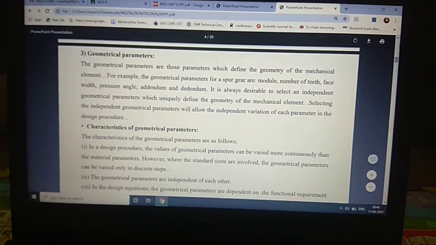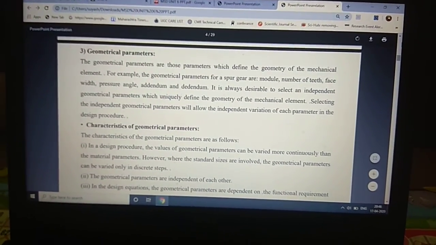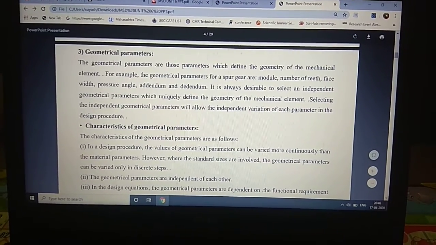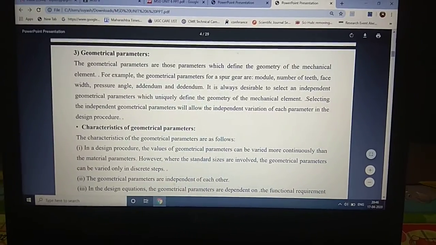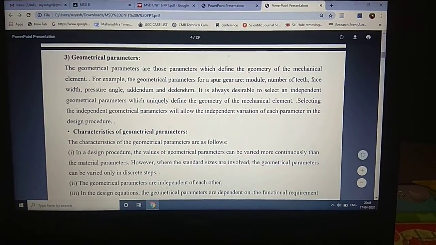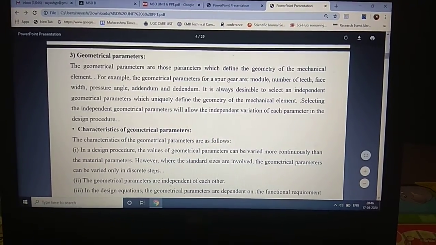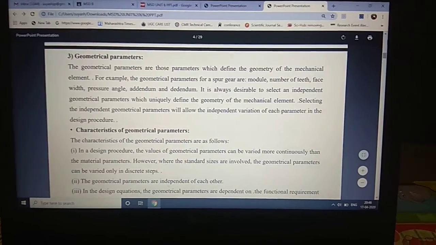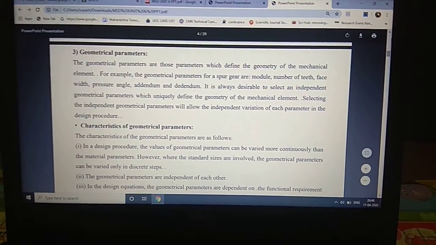The next part is the geometrical parameter. Geometrical parameters are used when we want to define the geometry of a mechanical element. Let us consider the geometrical parameters for a spur gear, for example: module, number of teeth, face width, pressure angle, addendum and dedendum. These are the parameters which are basically used to define or describe its properties.